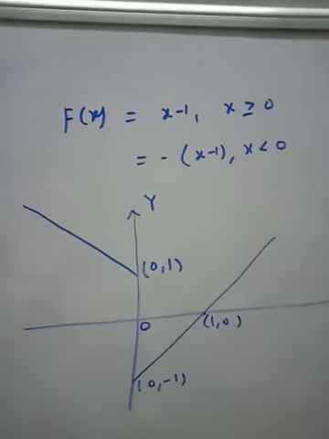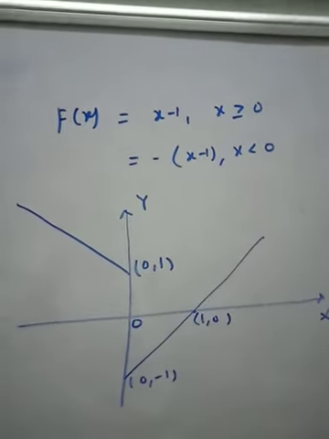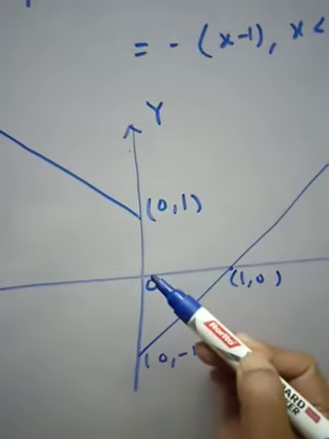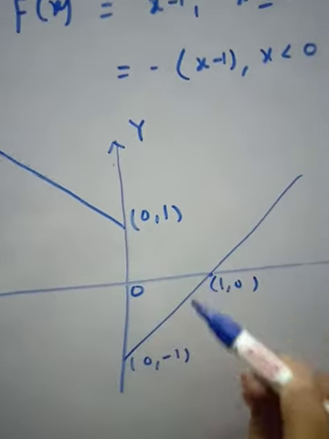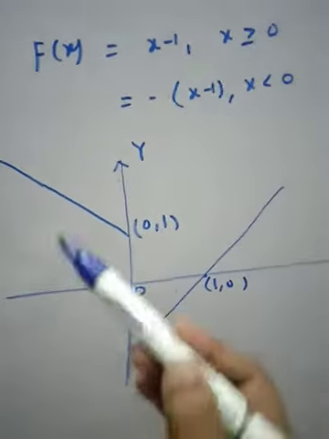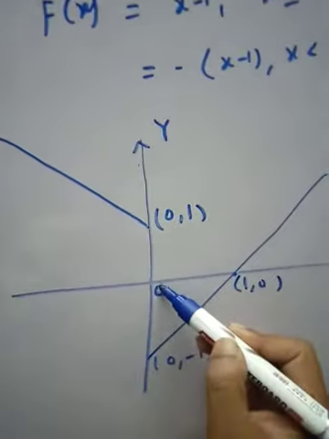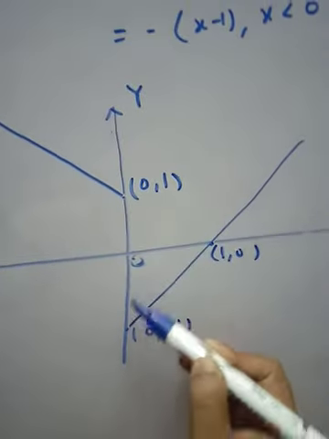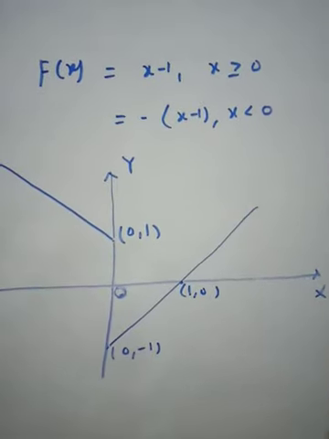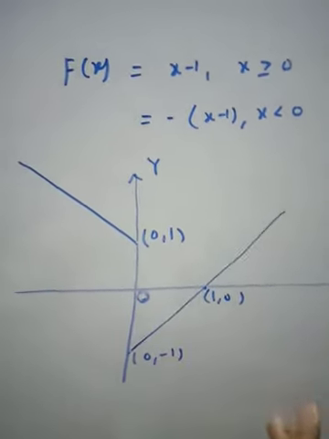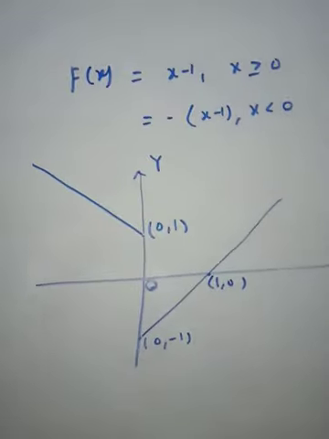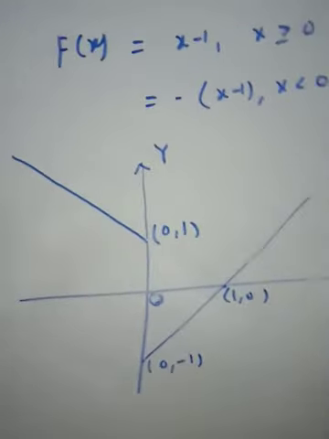Now we'll check at x equal to 0. At x equal to 0, the graph's portion is not regular, it is breaking here. So from the graph we can say that it is discontinuous at x equal to 0, because there are two graph parts at the same point. The graph is breaking at x equal to 0, so it is discontinuous.